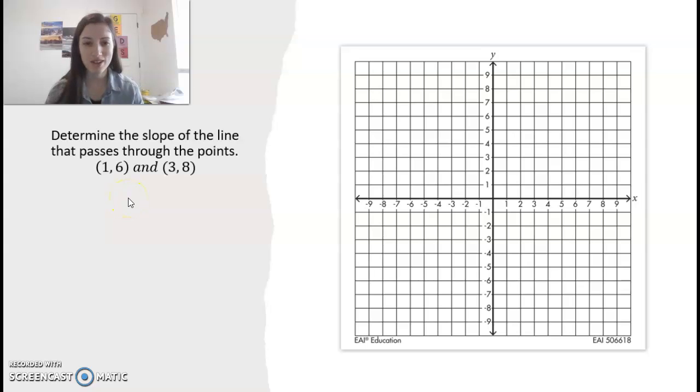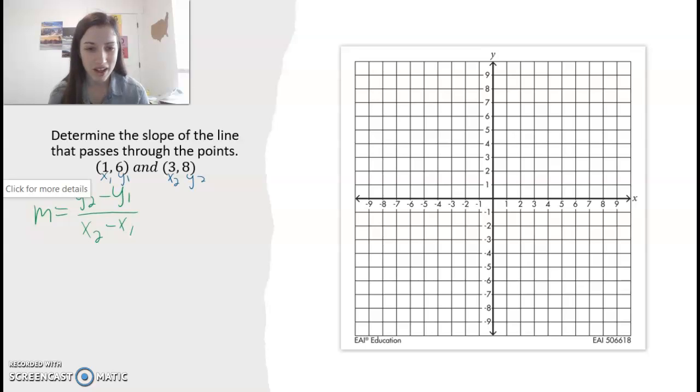Right, when trying to determine the slope of a line, make sure that you use our slope formula. So I've got y2 minus y1, and then I've got x2 minus x1. And I always like to label my points first. I think that helps a lot. So I'm just going to say that this one's x1, y1, x2, y2. So then when I plug stuff in, it's a lot easier.